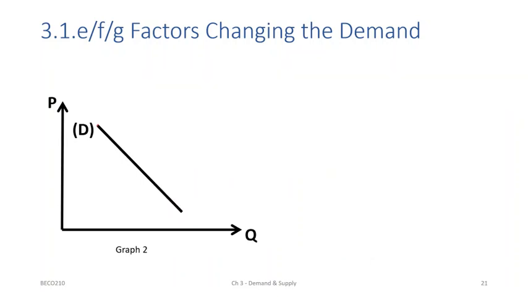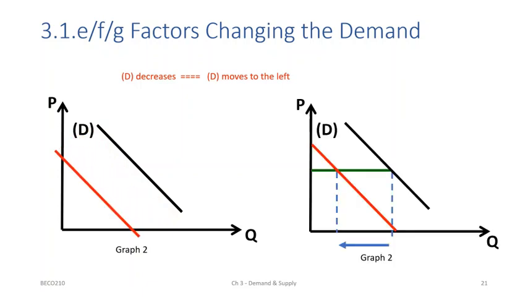Okay, the demand can also decrease. Again, it's the demand that is decreasing. When the demand decreases, the demand moves to the left, as you can see in front of you. What does it mean? It means that for the same price, the quantity, this is the old quantity, the black one, and this is the new one. The quantity demanded decreases. For the same price, QD decreases.